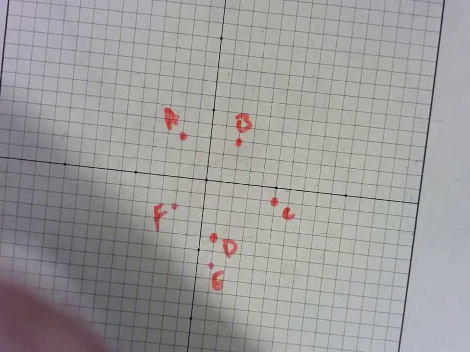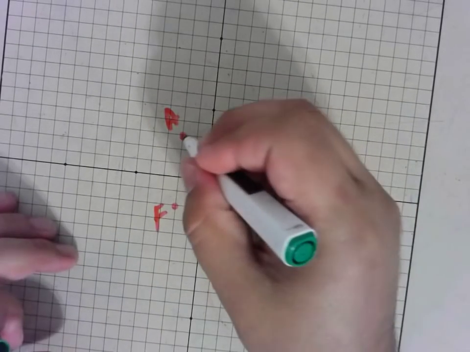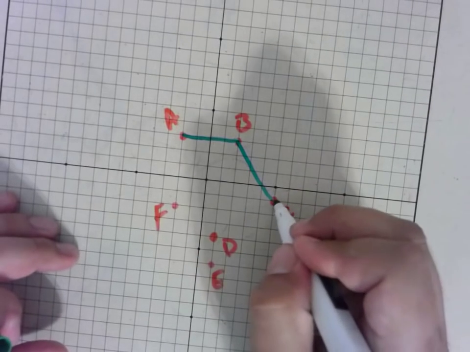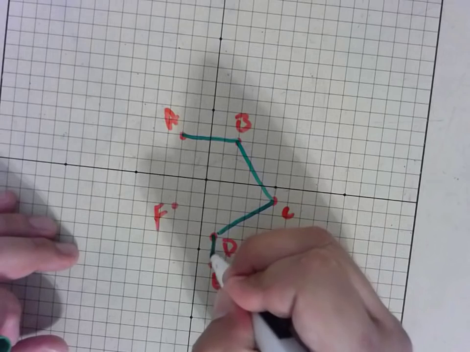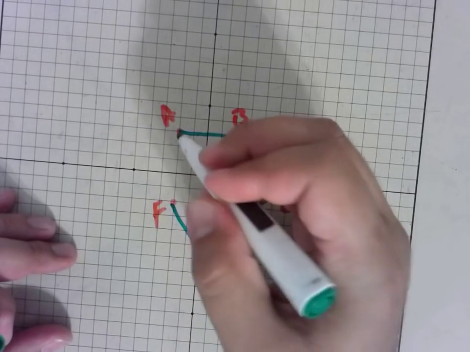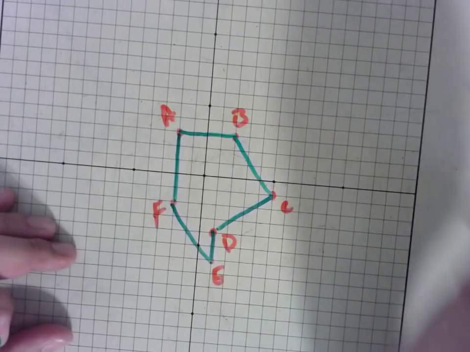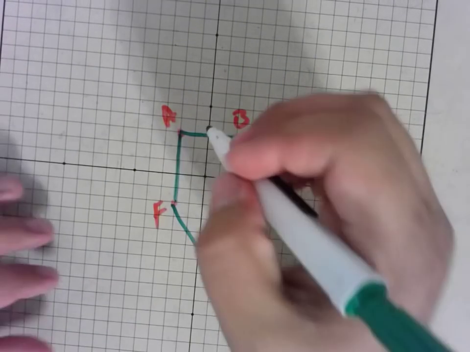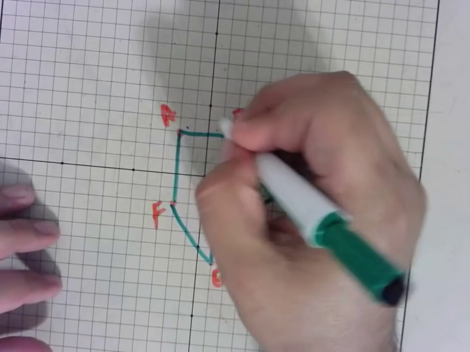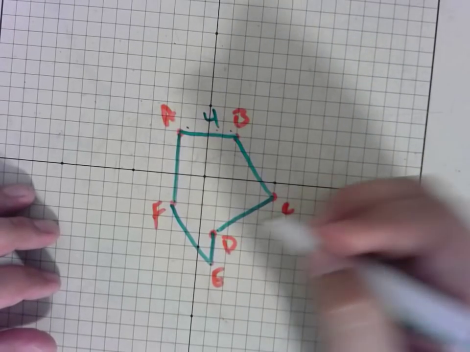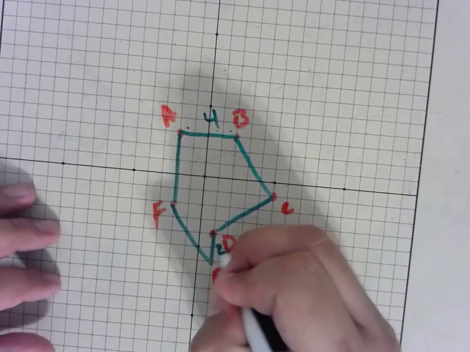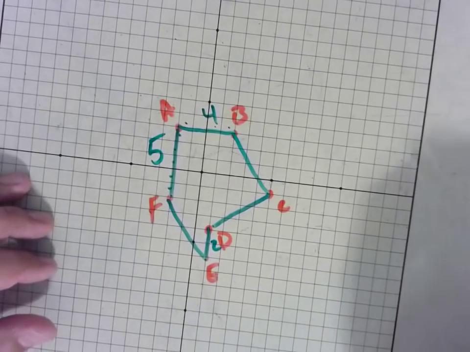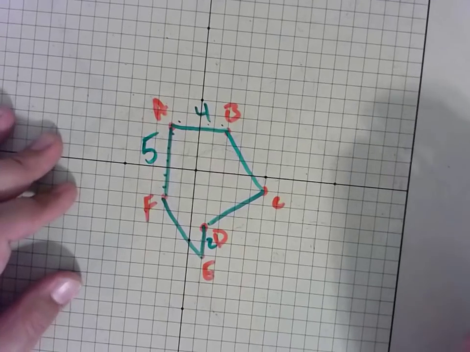Alright. Connect the dots. If you know your alphabet, you should be good at this. A, B, C, D, E, F, A. There you go. Find the perimeter. Add up all the sides. 1, 2, 3, 4. That's 4. That's slanted. That's easy. That's 2. That's slanted. 1, 2, 3, 4, 5. That's 5. Alright. The easy ones are done. Now I gotta do the hard ones.